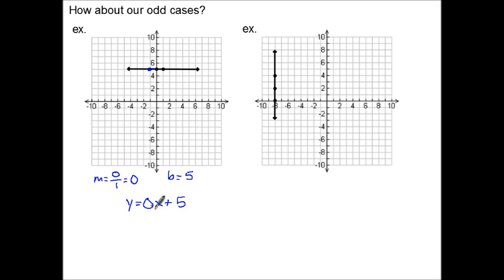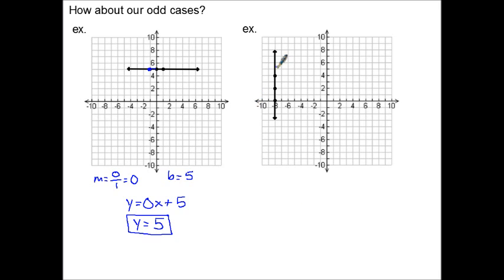Okay, but again, having 0x is just like having 0. So really what I have is y equals 0 plus 5, and I'm pretty sure 0 plus 5 is 5. And again, if you remember what the equation of a horizontal line looks like, you might have just thought that right off the bat, and not had to go through any of that work, and just went straight to the answer. But if you had to go through the work, no big deal. You just got the same answer anyway.